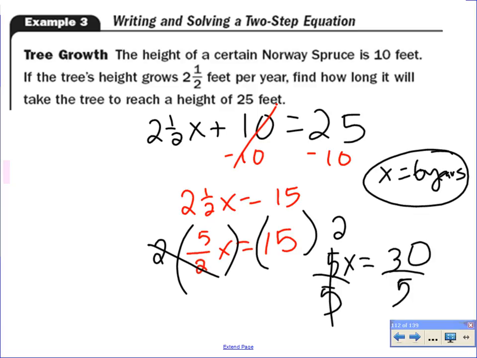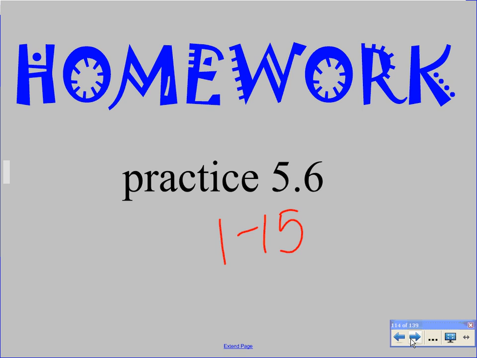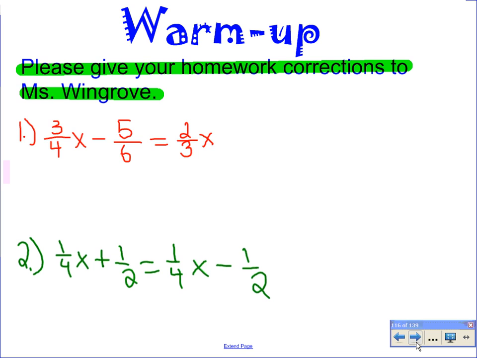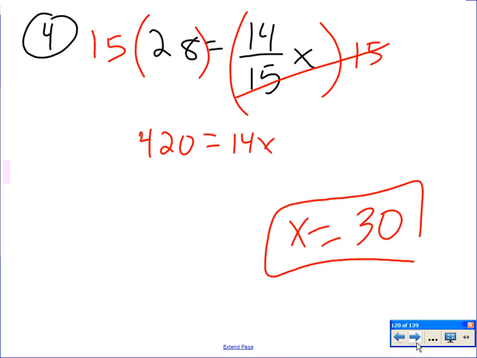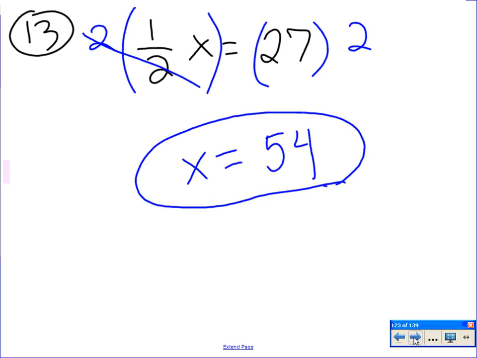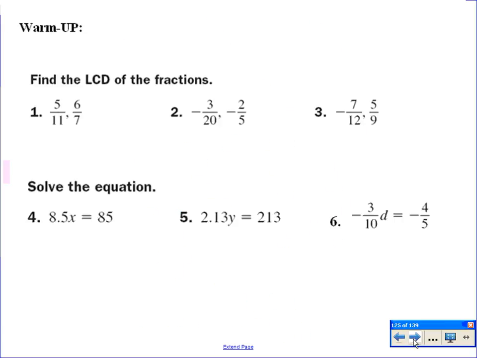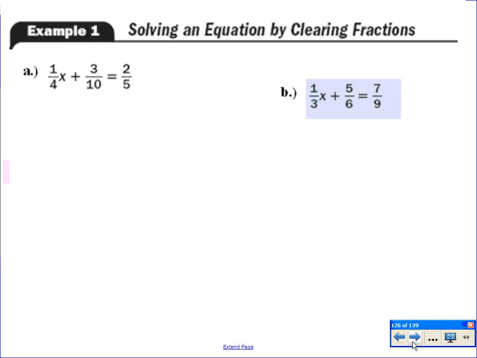Okay, let's flip over to section 5.7. Yeah, this is the end of the chapter. That's why your chapter test is next week. Ben. Okay, let's start with example 1. We're just going to do a couple of these. No, don't worry about the objective. Objective is the same as 5.6.